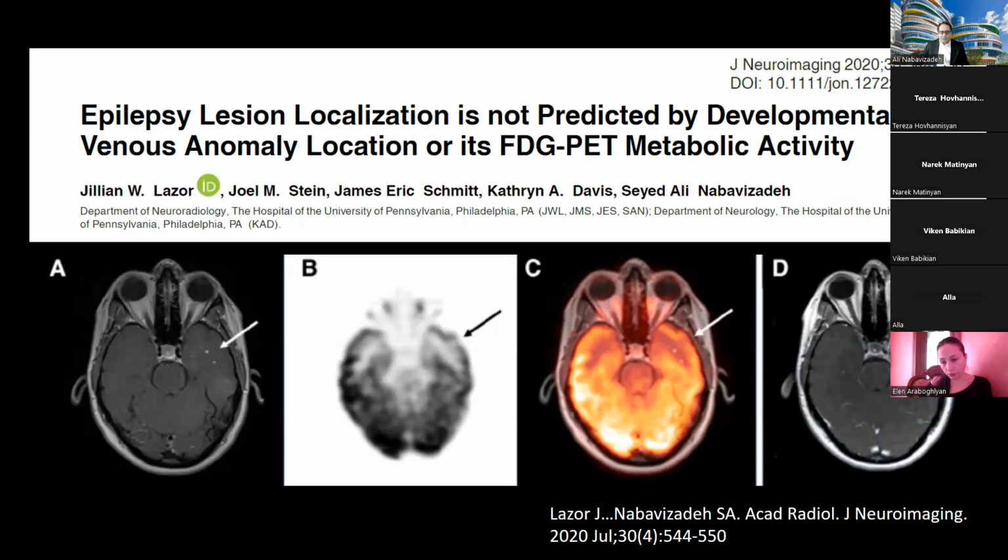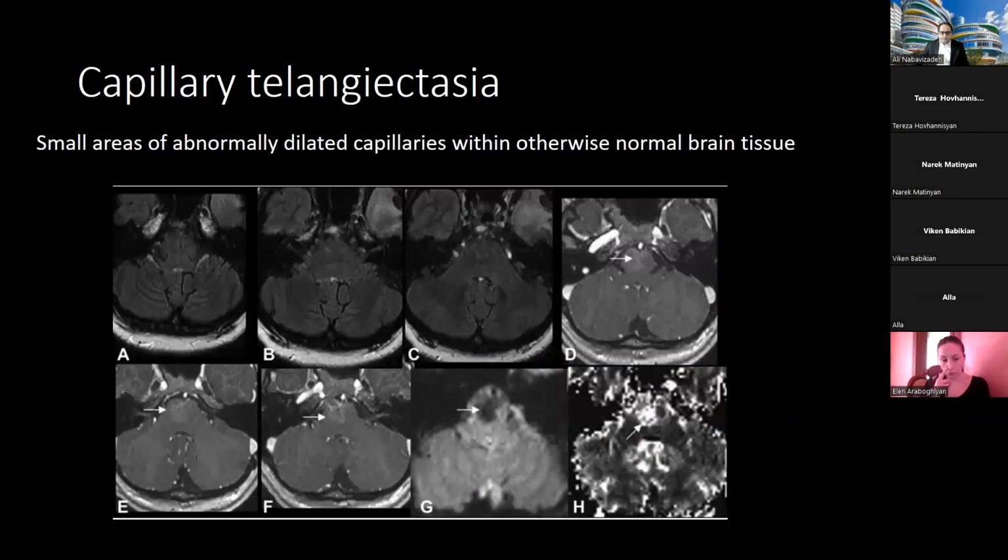However, the seizure frequency didn't really improve. So probably the metabolic abnormality was just secondary to DVA. It wasn't the real underlying cause for seizure in this patient. So again, it's important to be aware of how the DVA could affect FDG PET, to provide the alternative diagnosis that maybe what we see is just some physiological changes because of the presence of a DVA rather than an epileptogenic lesion.